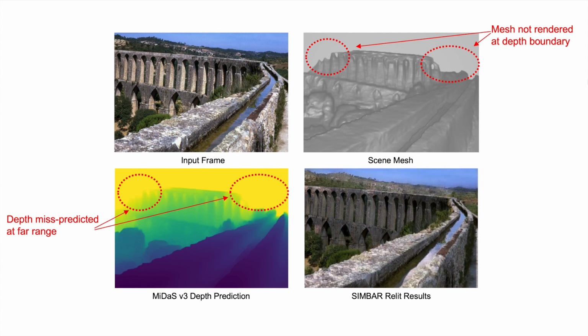Looking into the predicted depth map and the 3D scene mesh of the bridge, we find parts located at far depth range have been mispredicted and misrendered. For the future, we hope to benchmark different depth estimation backbones for better scene understanding.